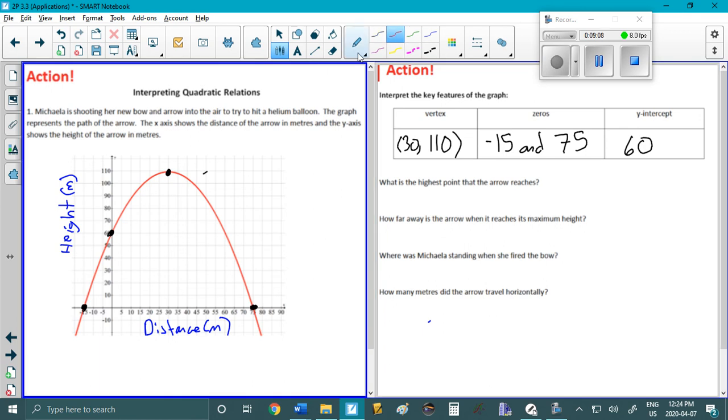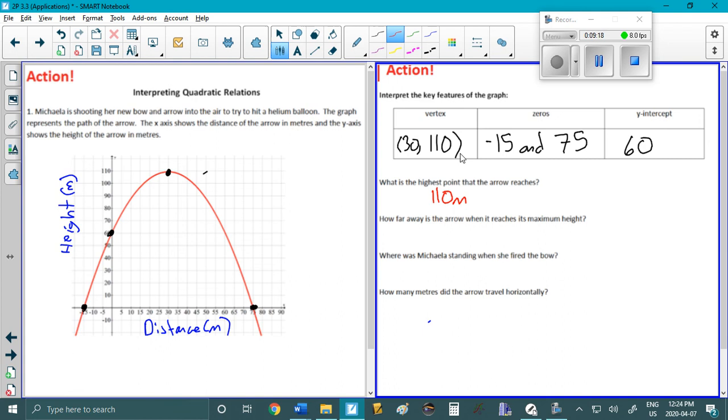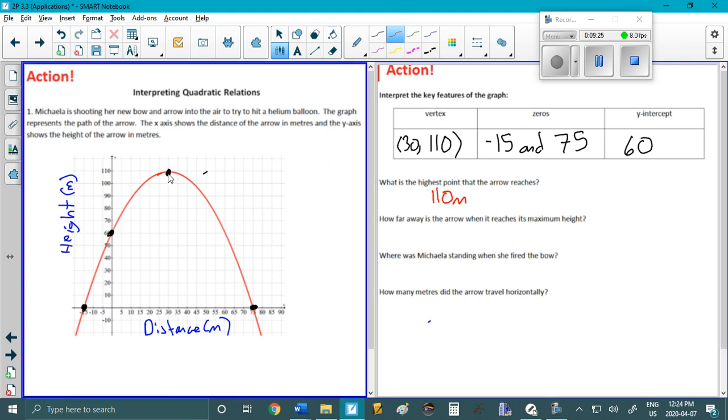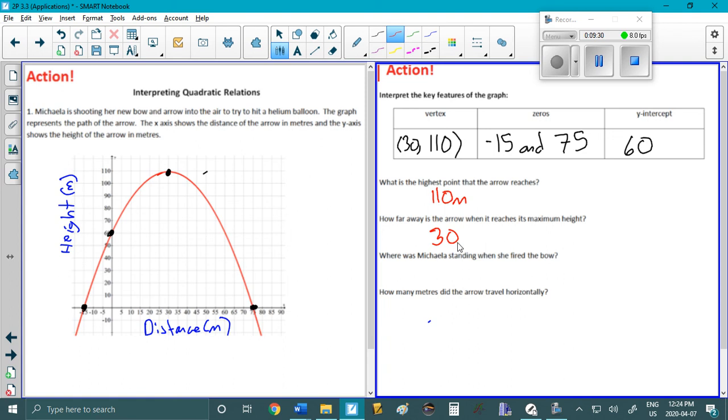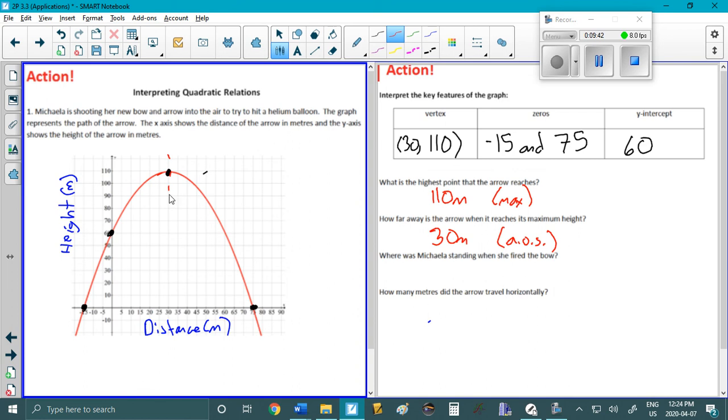Okay, so hopefully you tried it. Now let's answer it. What's the highest point that the arrow reaches? Well, that's the vertex. And in this case, it looks like it's 110 meters, which of course we could have got from the vertex. How far away is the arrow when it reaches its max height? So here's its max height. For its distance, we come down here, and it's 30. And again, we could have got that from here. This is the max. When it reaches its maximum, that's the axis of symmetry, of course. You could draw that in there if you wanted.